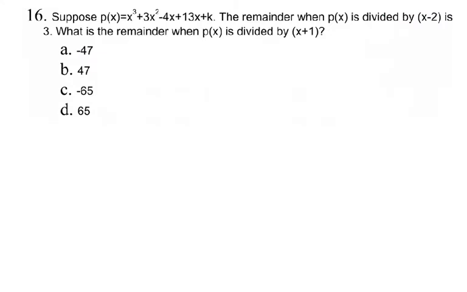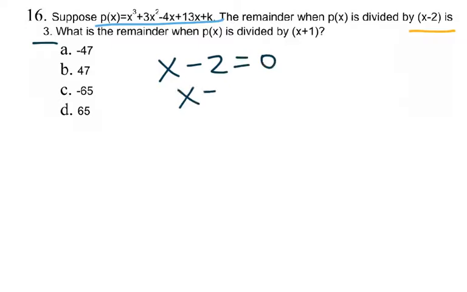Alright, suppose this polynomial, when it's divided by x minus 2, the remainder is 3. I'm going to stop right there. When I divide this polynomial by x minus 2, I get a remainder of 3. So here's what I'm going to do very quickly. If I was going to do the remainder theorem, I would set it equal to 0, so x is equal to 2. I'm going to replace all of those x's with the number 2.